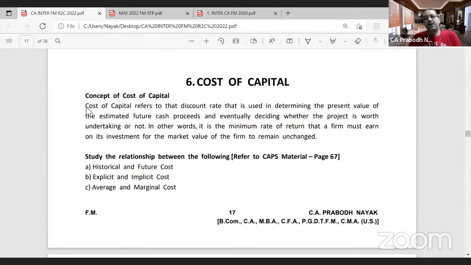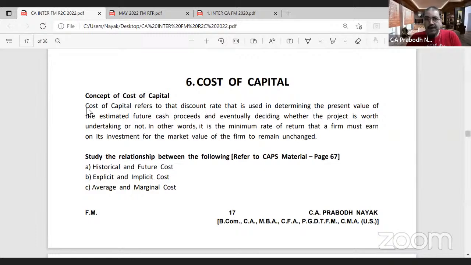Second concept, it is a minimum rate of return required by an investor from his investment in a particular industry. And third, it is a minimum rate of return expected by a company from its investment in some project that it has invested. So these were the three concepts of cost of capital.